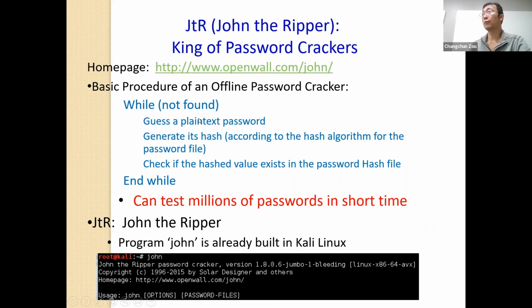So this is a very small program, and it's very fast because generating a hash value is very fast. A feature of hashing algorithms is that they take very little computation resource to generate a hash value, and it's a very simple small loop. That's why offline password cracking can check tens of thousands of passwords every second. Of course, it depends on the computer power, but even on a shabby computer, you can try thousands of passwords every second. So you can test millions of passwords in a very short time.